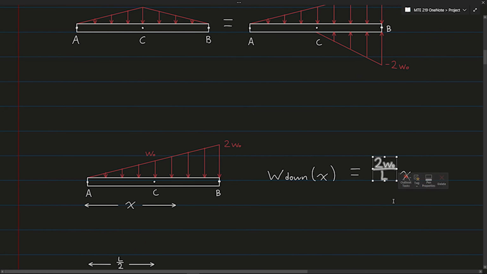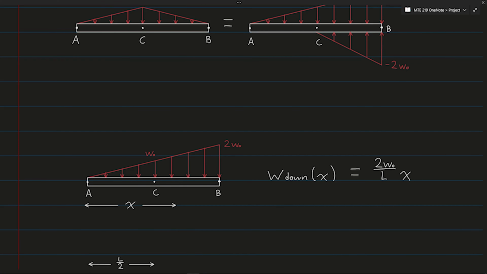And this component of the equation is just the coefficient that represents the slope of this line here, and x is our independent variable that is representing the distance of our point from A. So we pick a point anywhere here, and x is the distance between A and that point.